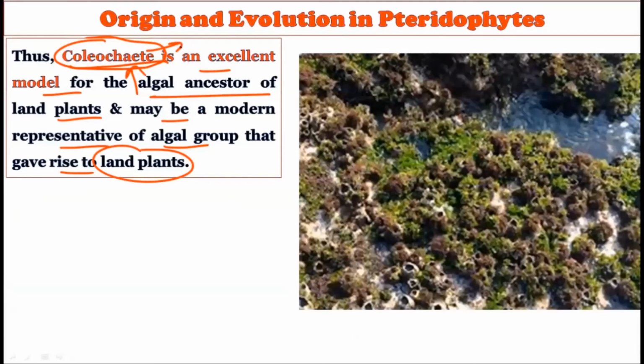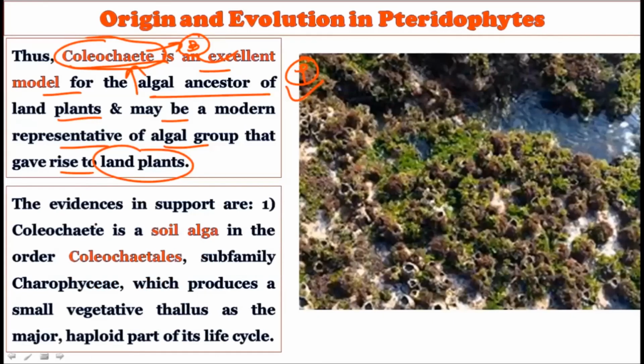And from this particular Coleochaete group, the bryophytes, or the pteridophytes, have evolved. Molecular evidence strongly suggests that both the bryophytes and the pteridophytes were created out of the Coleochaete type of plants, which belong to the green algae. Now let us see the evidence in support of this.